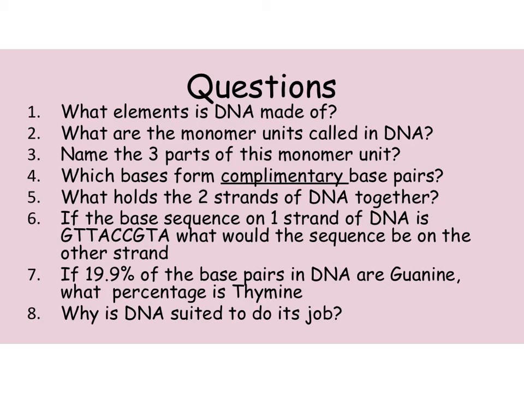So what elements is DNA made of? What are the monomer units called in DNA? Name the 3 parts of the monomer. Which bases form complementary base pairs? What holds the 2 strands of DNA together? If the base sequence of one strand of DNA is GTT, ACC, GTA, what would the sequence be on the other strand? If 19.9% of base pairs in DNA are guanine, what percentage is thymine, and then why is DNA suited to do its job? So press pause, have a go at the answers, and then I will go through it.